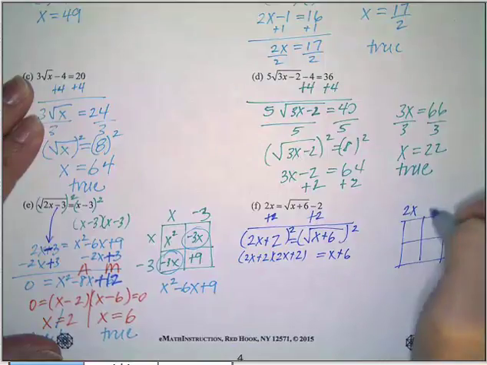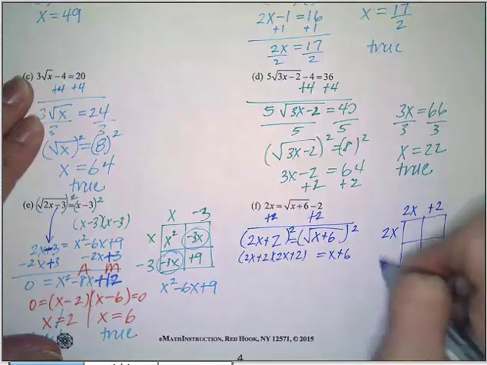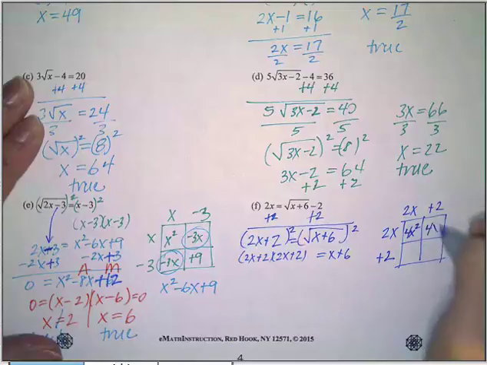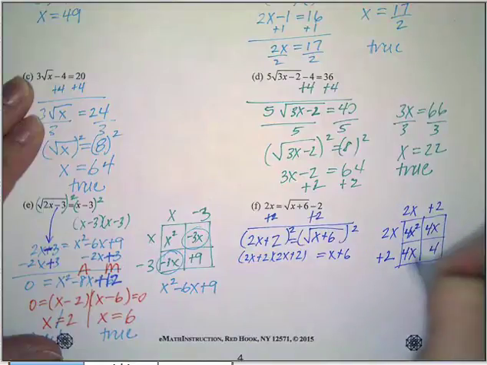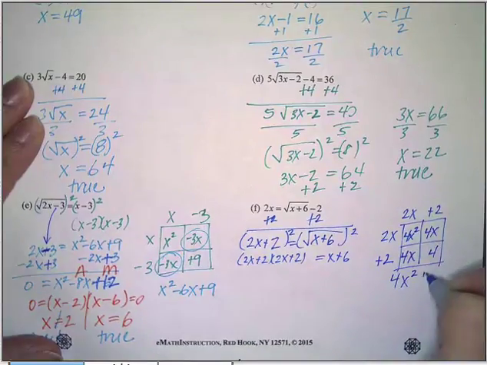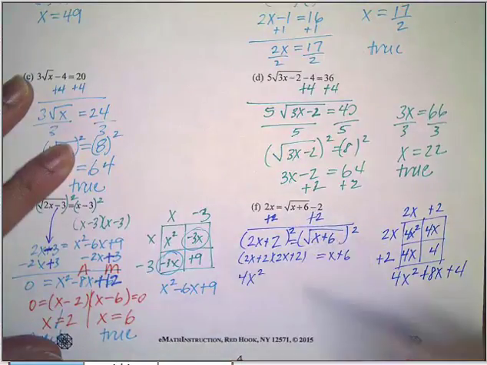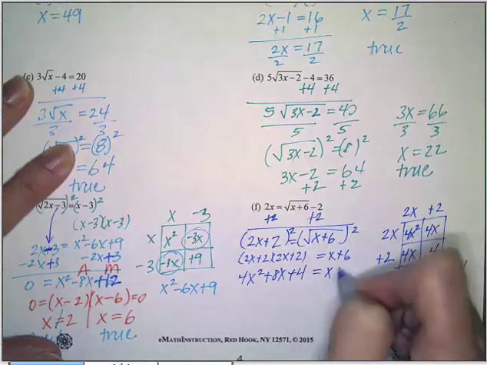2x plus 2, 2x plus 2. So 2x times 2x is 4x squared. 2x times 2 is 4x. 2x times 2 is 4x. 2 times 2 is 4. Your middle terms add up again, so we have 4x squared plus 8x plus 4. So 4x squared plus 8x plus 4 equals x plus 6.